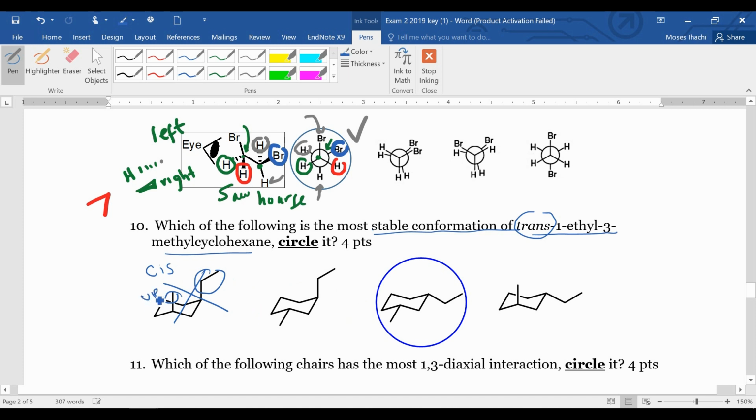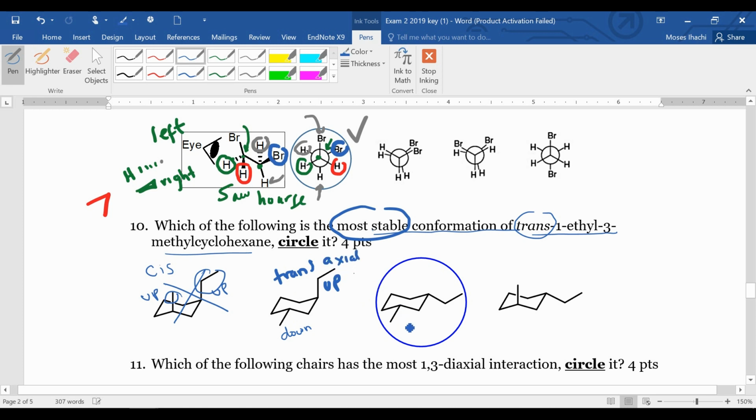This is cis. We are looking for trans. Okay, how do I know? This is up, this is up. Okay, this methyl right here is down. The ethyl is trans. So the methyl is down, the ethyl is up. So this is a trans representation. But is it the most stable? The answer is no. The big group is on axial. I just told you, you want the big group equatorial for the most stable chair.